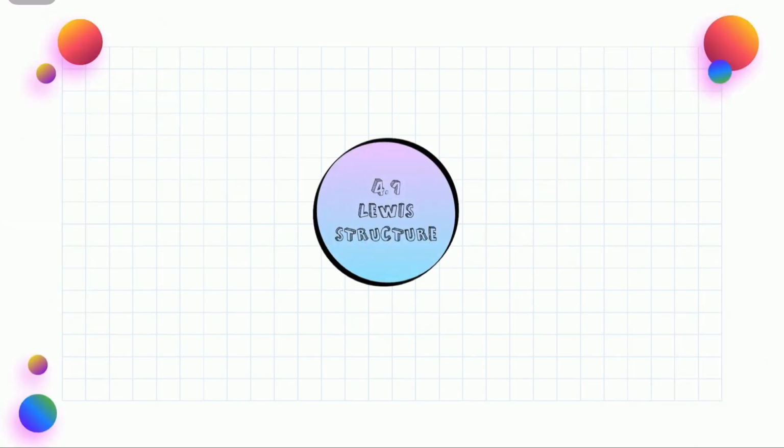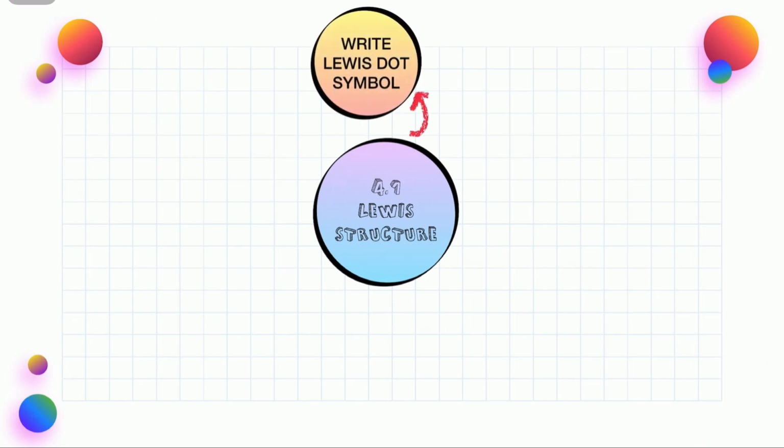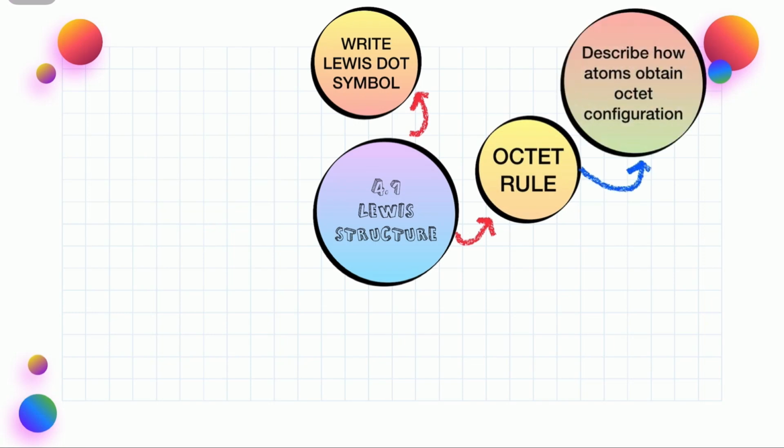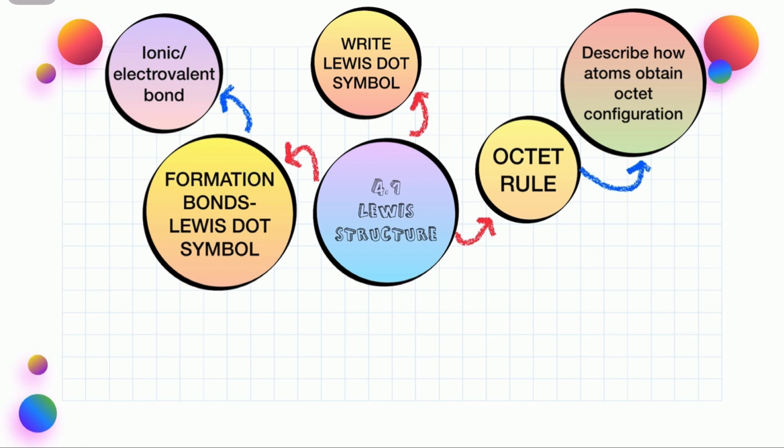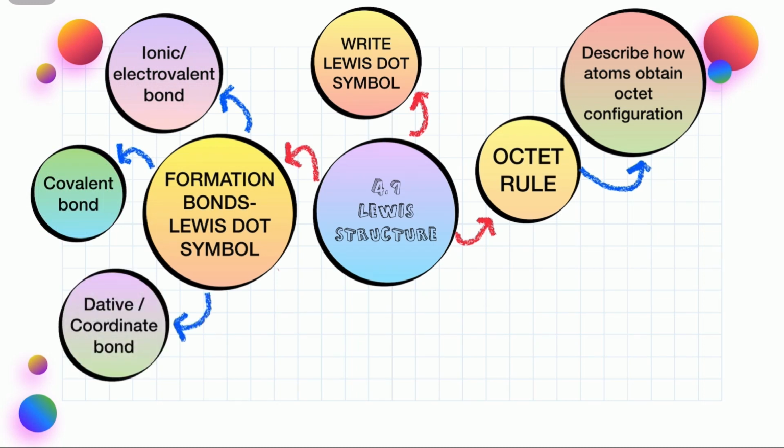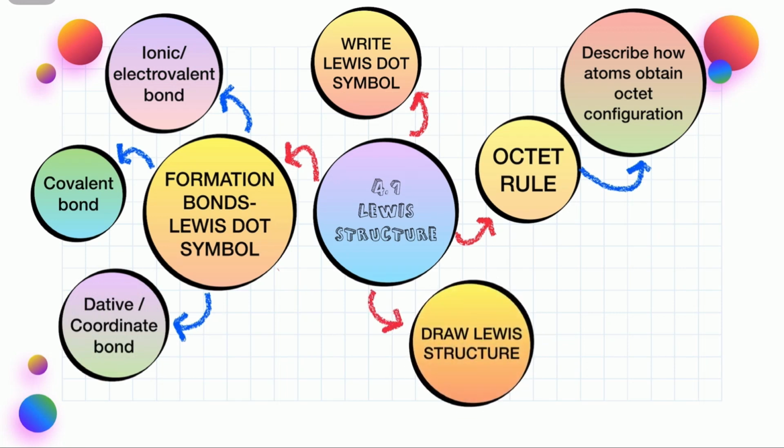In this subtopic, you will learn how to write the Lewis dot symbol, and you should know the octet rule and describe how atoms obtain the octet configurations. Then you need to apply these two in the formations of the bonds by using the Lewis dot symbol: formations of the ionic, also known as the electrovalent bond, covalent bond, and dative, also known as a coordinate bond. For drawing Lewis structure, I will explain this in the next part.